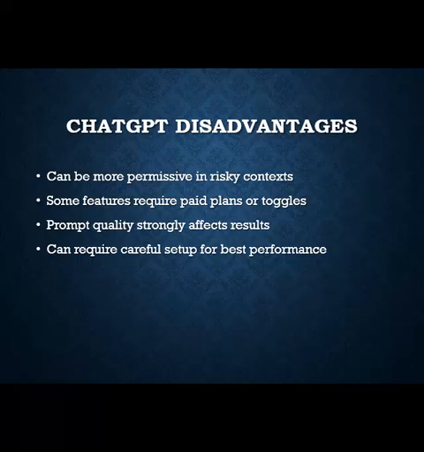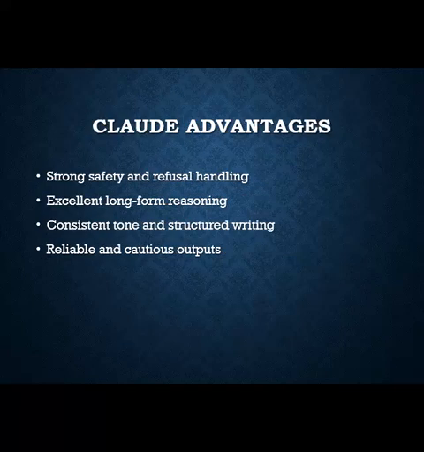3. Pros and cons. ChatGPT. Advantages: broad capabilities across coding, writing, data analysis, and brainstorming. Rich plugin ecosystem and web browsing options for up-to-date info. Deep integration potential with Microsoft products and other tools. Good balance between creativity and utility for many tasks.